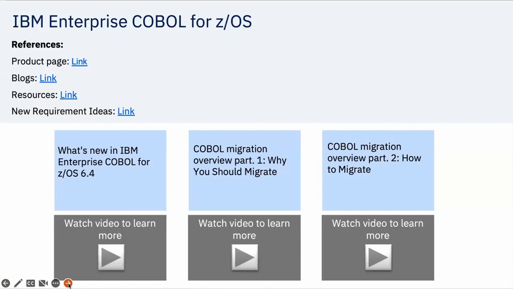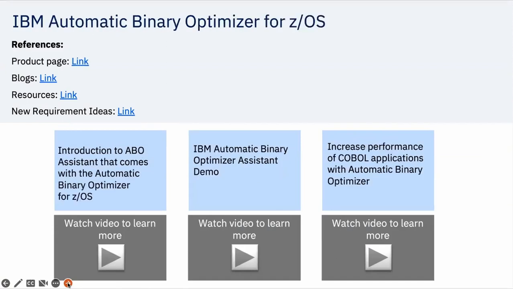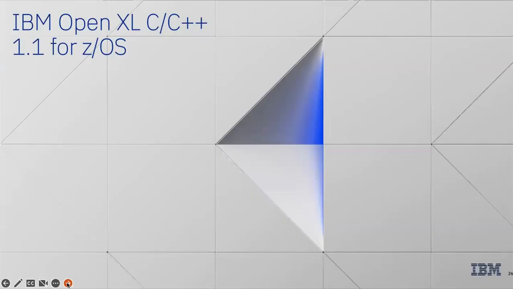So here are some links and some videos that I'll leave you with. I'm not going to go through it, but I encourage you to go through it so that you can watch a little bit more about what we're doing here for COBOL, for ABO, as well as PL1. So I want to move on to C and C++ for ZOS.